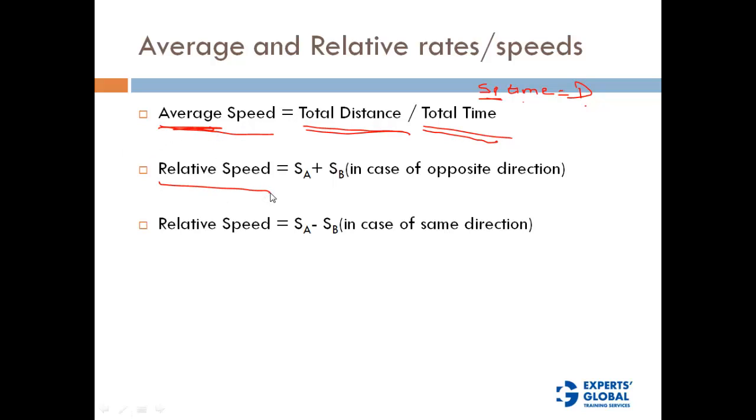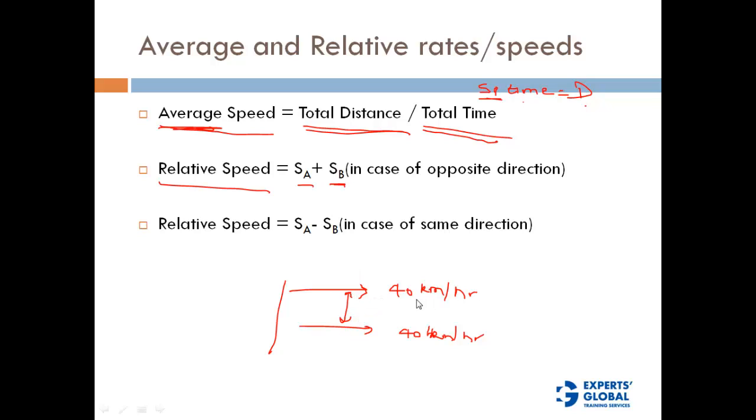Relative speed: if two vehicles are traveling in the same direction, let's say for example, you are traveling in this direction in a car that is traveling at 40 kilometers per hour, and your friend is there in another car that is also traveling at 40 kilometers per hour. So will you see any difference? If you are sitting in one car, you will see that the other car is not moving. It's basically the relative speed is going to be 0.